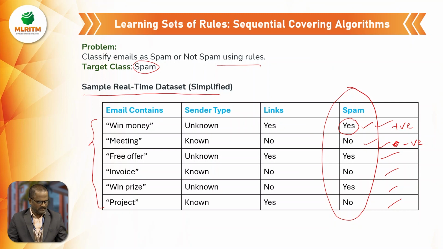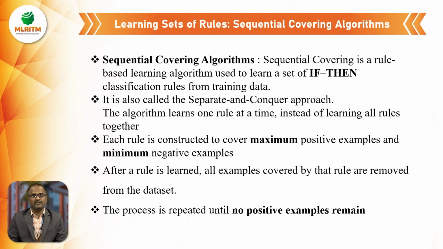Now, we will go through the actual topic, sequential covering algorithm. Sequential covering is a rule-based learning algorithm. It is used to learn a set of if-then classification rules from the training data. By the training data, it will learn if-then rules. It is also called the separate and conquer approach.